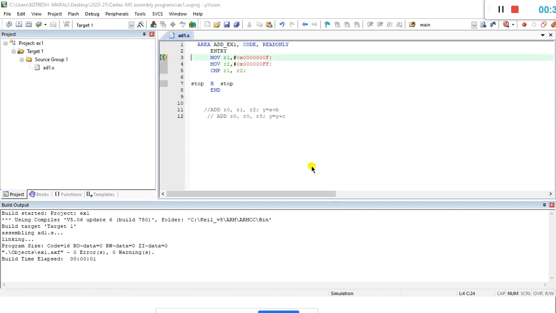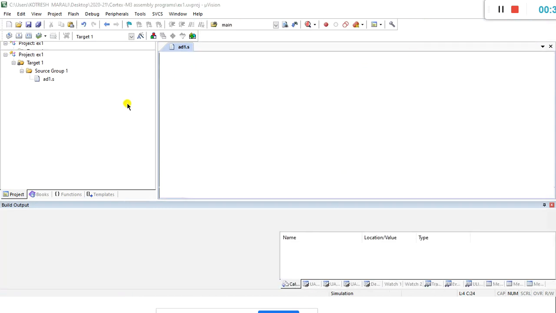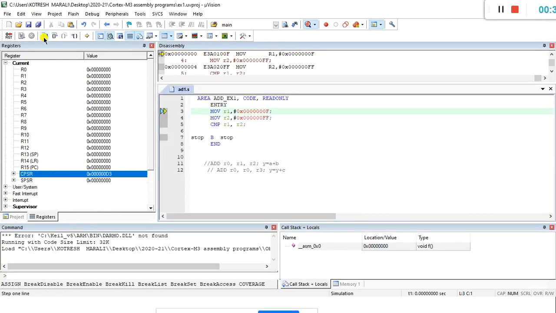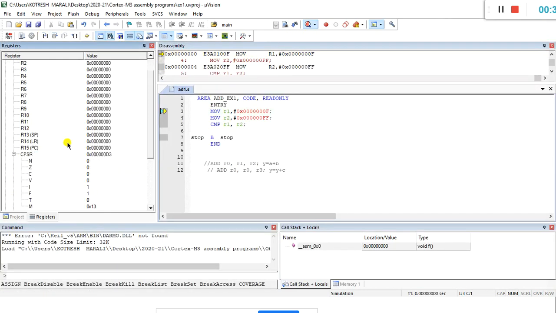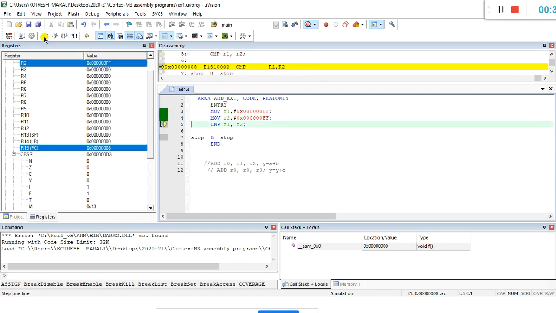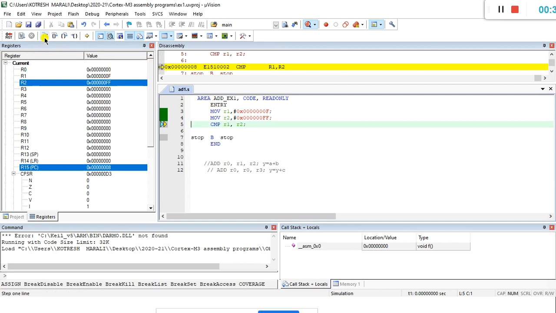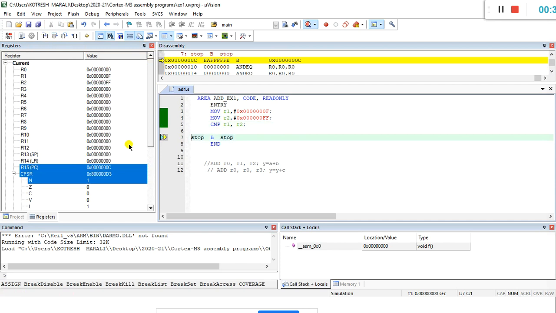Go for debug. Okay, let me run. Look at the value of n now. We got both R1 and R2. Observe carefully the n value. So n is 1. When n is 1, the zero flag is 0. The zero flag is not highlighted, and the carry flag is also not highlighted.